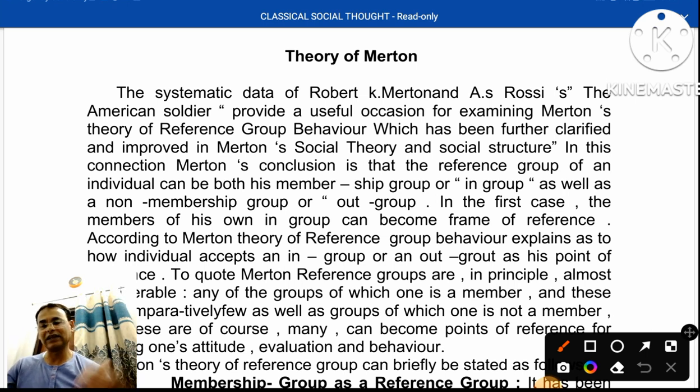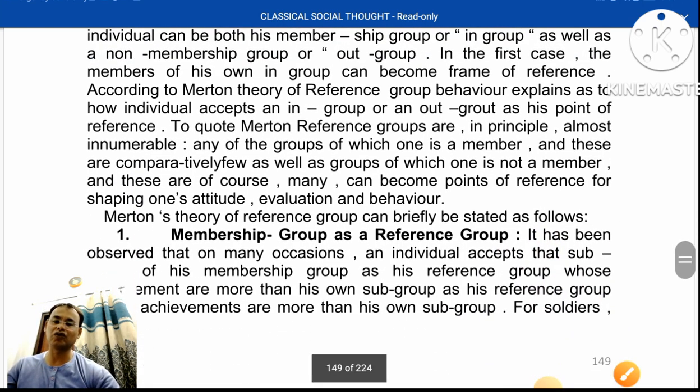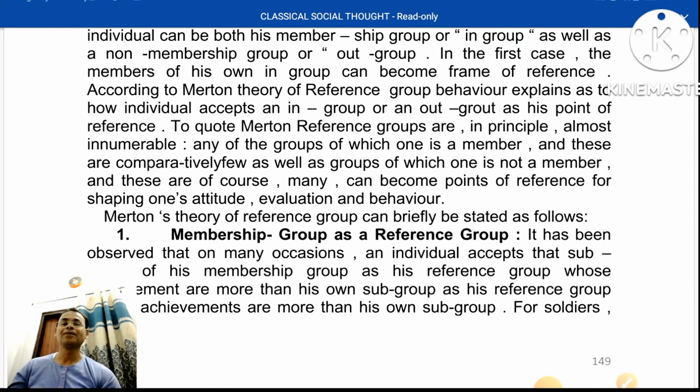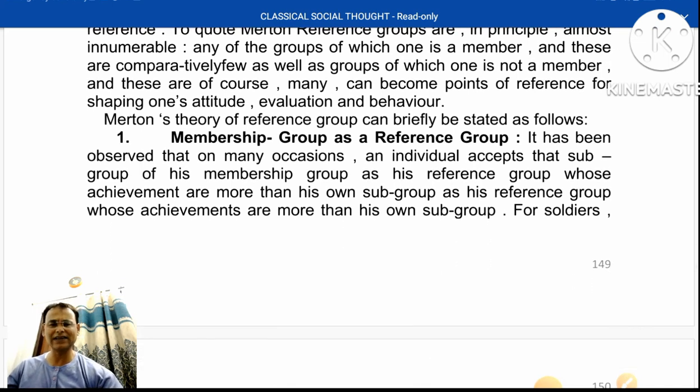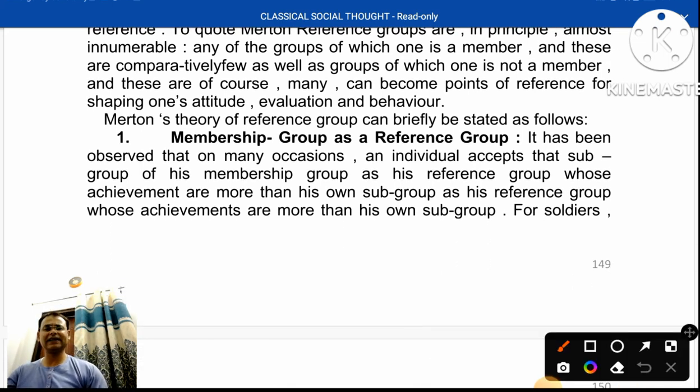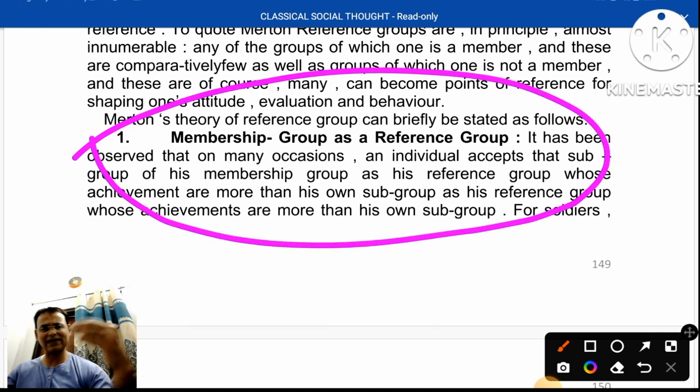In the first case, a member of his own group can be the reference, or a member of his own group cannot be his reference group. It means if you are a member of your own group and you think that group is ideal, that is your reference group, your in-group. And it may be your out-group. Out-group means the group which is outside your group, and that is ideal. So Merton's theory of reference group can be briefly stated: membership group as reference group.